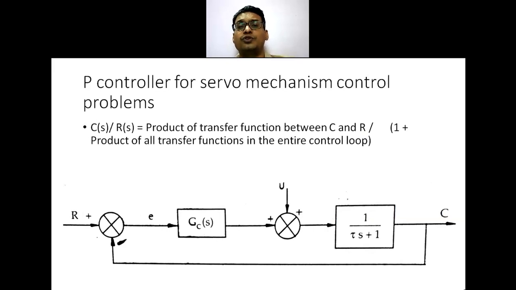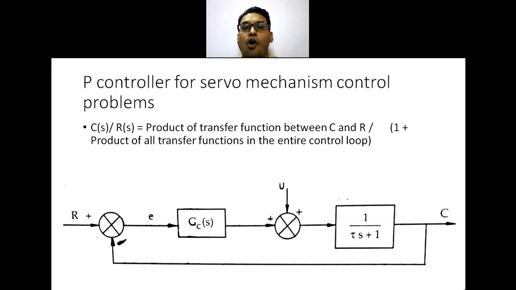Now, first we are going to study the proportional controller in a servo mechanism control problem. So what is a servo mechanism control problem? That is a study relating the output C, the control variable, and the input R. So this is C(s) upon R(s), that is our servo mechanism problem.